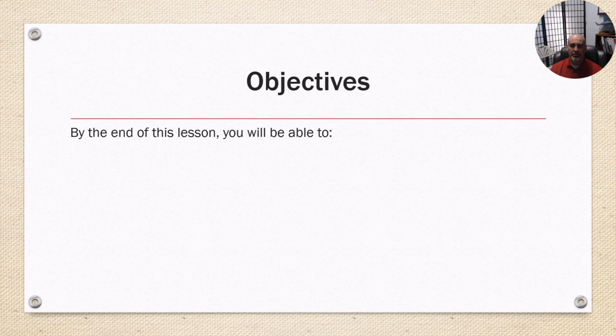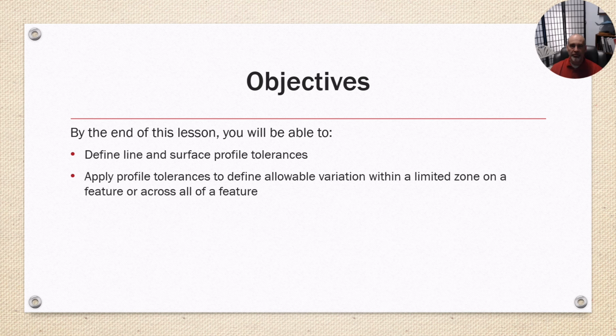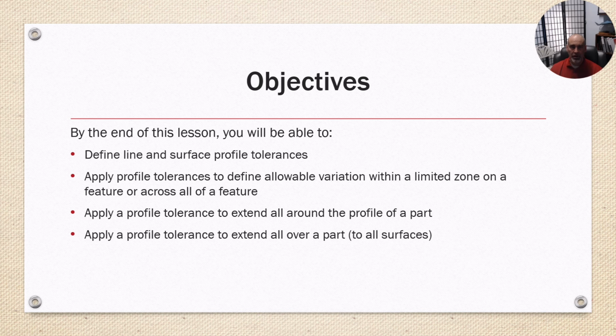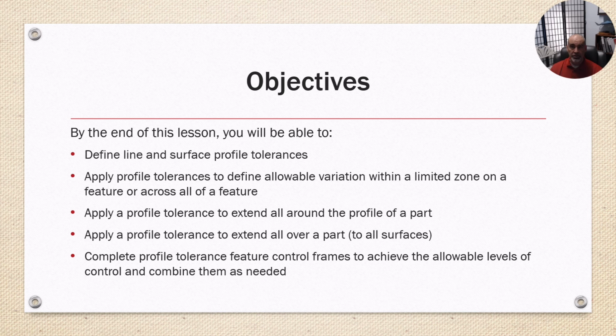Here are the objectives. There's a whole mess of them here. By the end of this lesson, you'll be able to define line and surface profile tolerances, apply profile tolerances to define allowable variation within a limited zone on a feature or across all of a feature, apply a profile tolerance to extend all around the profile of a part, apply a profile tolerance to extend all over a part to all surfaces, complete profile tolerance feature control frames to achieve the allowable levels of control and combine them as needed, and draw a composite profile tolerance specification.